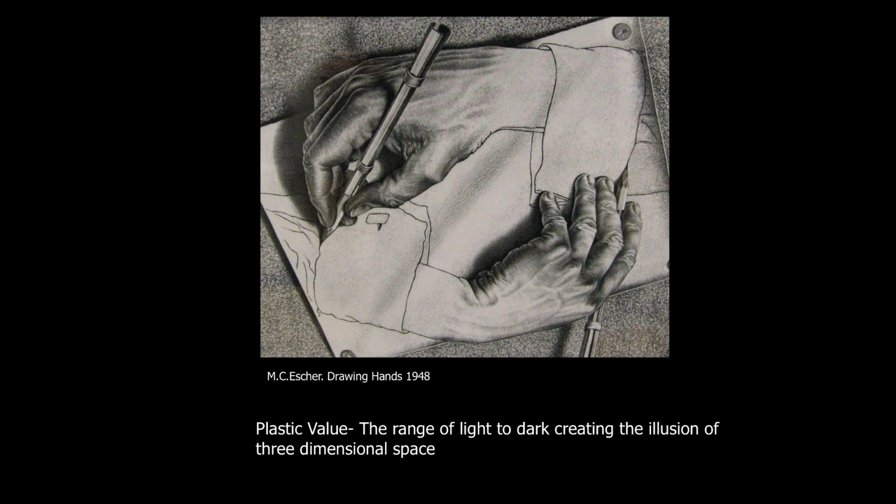And here's another piece by M.C. Escher. It's called Drawing Hands from 1948. And you can see that he's used chiaroscuro in the hands to indicate the illusion of the hands sort of emerging out of the flat picture plane of the drawing. Again, the light source is pretty evident coming up from the bottom, and it creates this illusion of what's called plastic space or three-dimensional space.